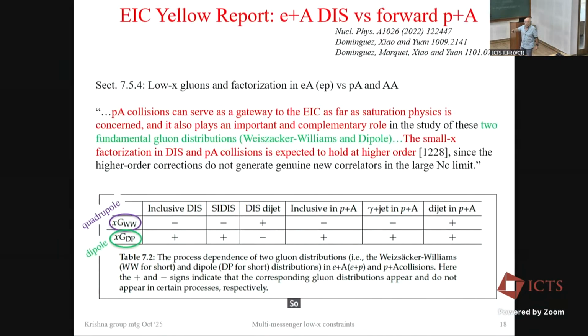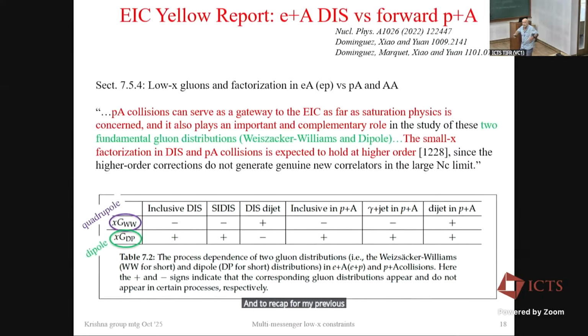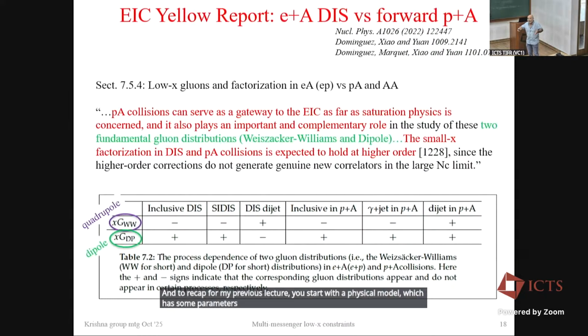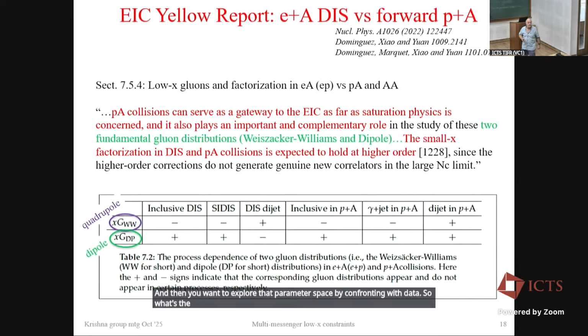So now I want to turn to formulating this within a Bayesian framework. To recap from my previous lecture, you start with a physical model, which has some parameters, and then you want to explore that parameter space by confronting it with data. So what's the physical model for exploring low x?